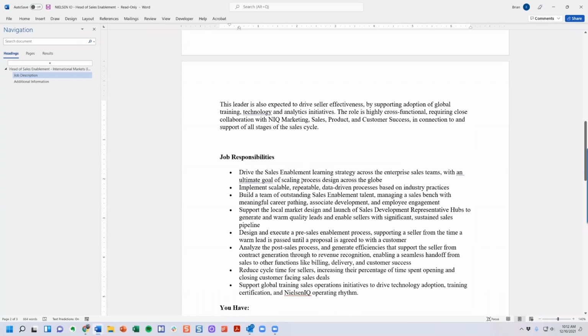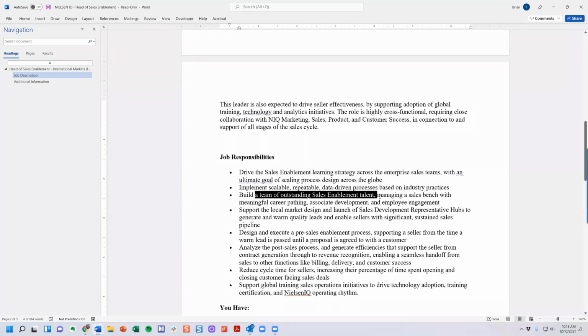So with an ultimate goal of scaling process design, this is still very process heavy. Process work is stuff like flow charting processes, documenting processes end to end, streamlining processes. This is where things like Six Sigma have come from. Lean Six Sigma, you might want to read up on that. Implement scalable, repeatable, data-driven processes based on industry best practices, like from Orchestrate Sales. So you can lean into industry best practices and bring up Orchestrate Sales.